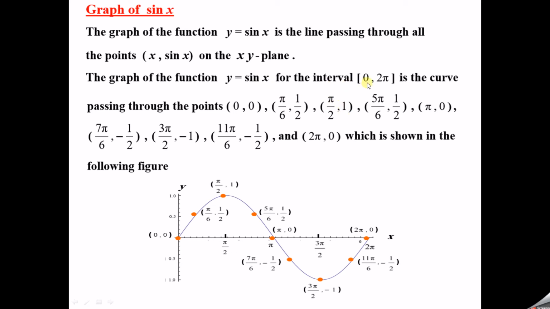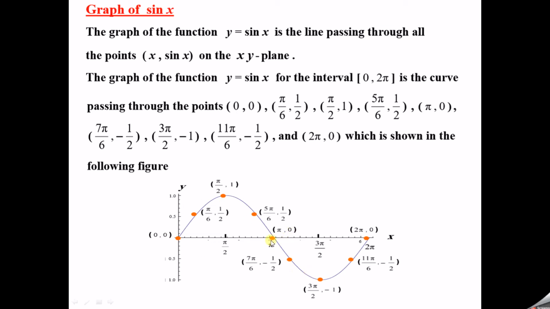Like that, if we take x values between 0 and 2 pi, we find the respective y values here. And if we mark these points in the xy plane, we start from 0, then x is pi by 6, pi by 2, pi, 3 pi by 2 and 2 pi. And the respective y values we get: when x is pi by 6, y is 1 by 2. When x is pi by 2, y is 1. When x is 5 pi by 6, y is 1 by 2. When x is pi, y is 0, and so on.